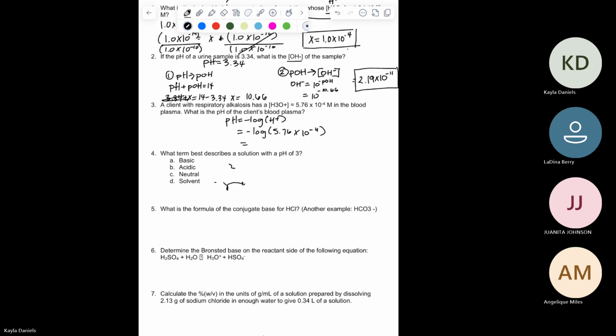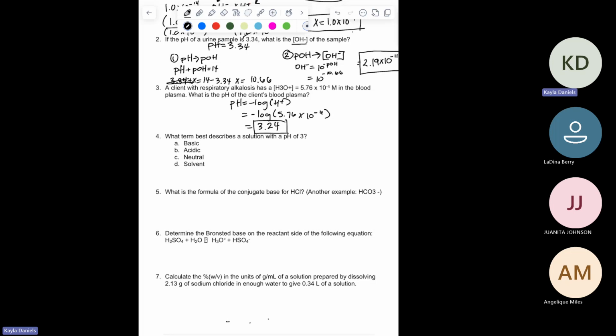Negative log of 5.76 times 10 to the negative 4. I get 3.24. A way to check myself is to make sure that my pH is not negative. It has to be positive, somewhere between 0 and 14, and it should be near whatever my exponent is. So all of those boxes are checked. That's my final answer there.